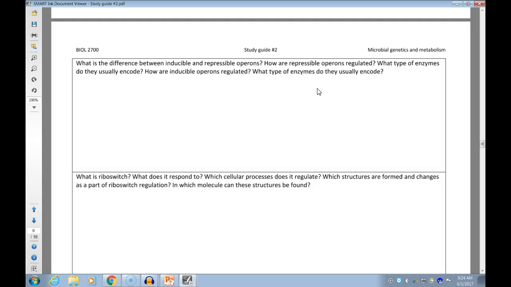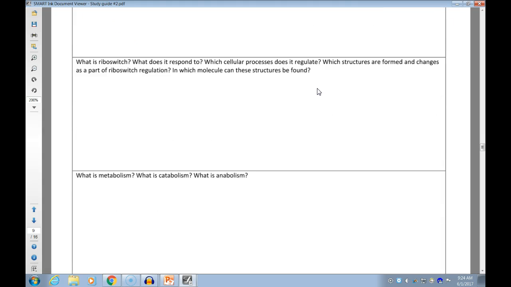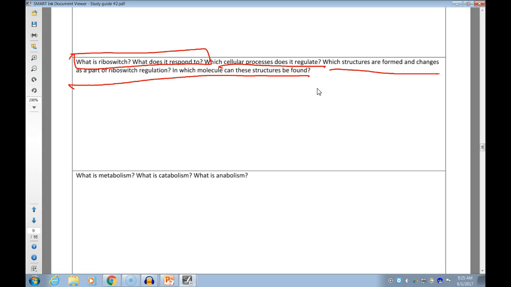Type of enzymes: they usually encode, what I mean by that, enzymes that will convert the substrate. Repressible operons will make enzymes that synthesize the product. Riboswitch: a small sequence in the RNA that responds to small molecules and regulates transcription and translation. Small molecules bind to the hairpin loop. And hairpin loops can be found in what molecule? RNA. There you go. Metabolism, catabolism, anabolism. Know the definitions.